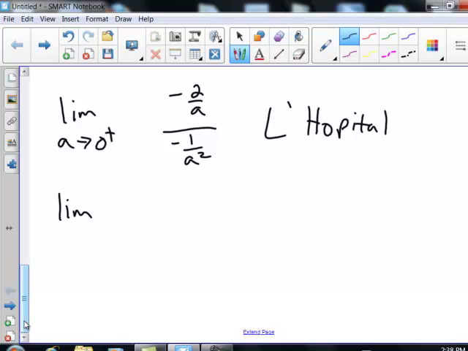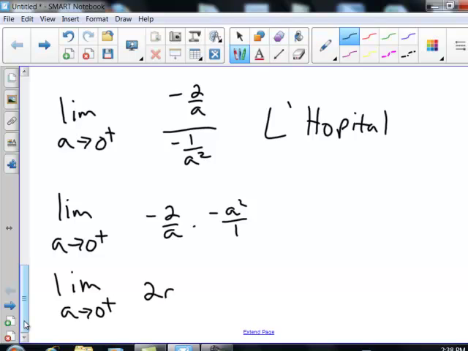So this is the limit as a approaches 0 from the right. This is negative 2 over a times a negative a squared over 1 if you invert and multiply. So I can reduce that, and this becomes the limit as a approaches 0 from the right of a positive 2a. Alright, so now I can just directly plug in 0 to that. So plug in 0 to that, I get 2 times 0, which is going to give me 0.